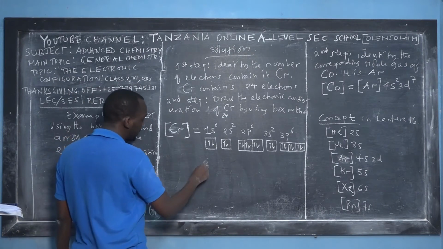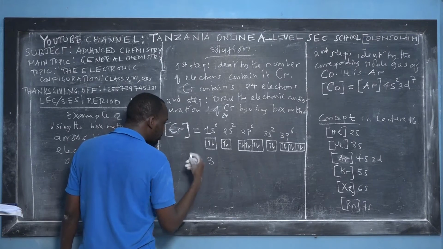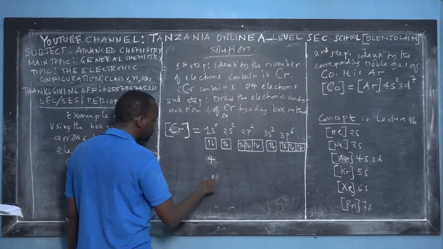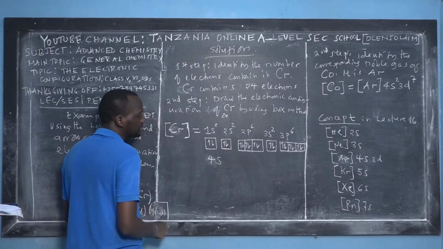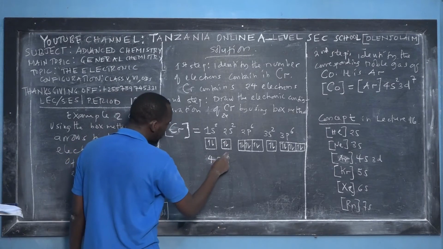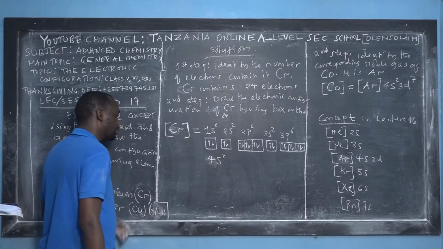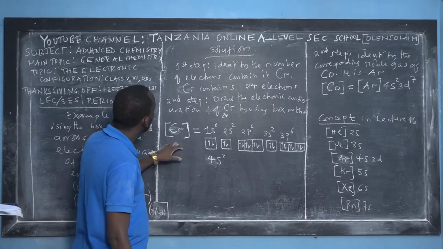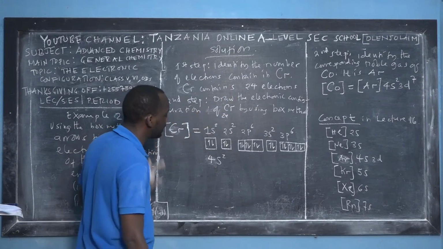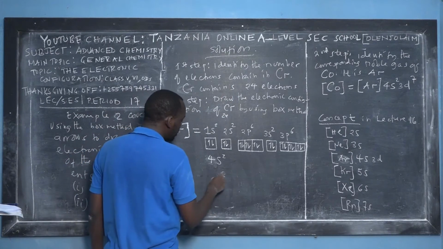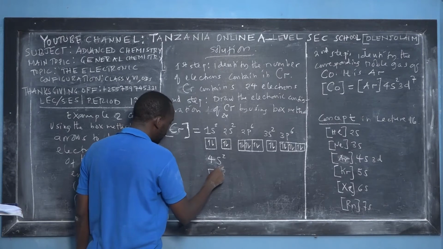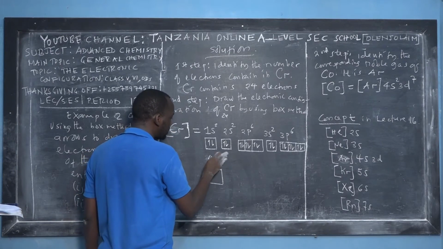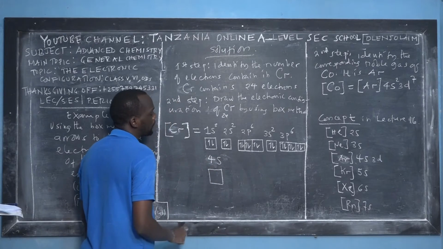Again, the next sub-energy level, according to the Aufbau principle, will be 4s. And this 4s can accommodate 2 electrons. So the total will be 20. And chromium has how many electrons? 24. So we still have 4 electrons. So then we draw the boxes and use arrows. So don't fill these electrons first.